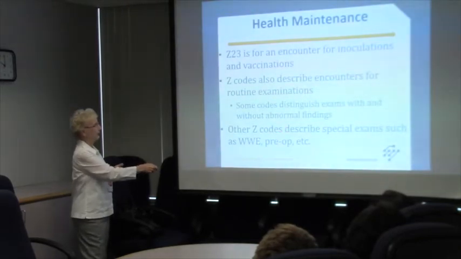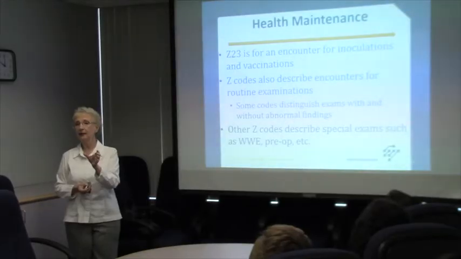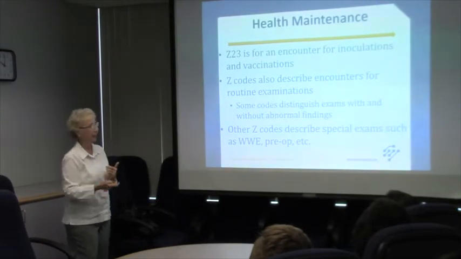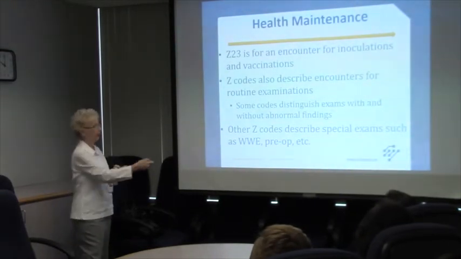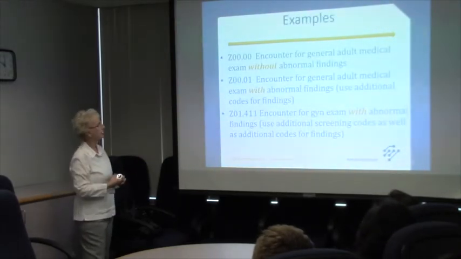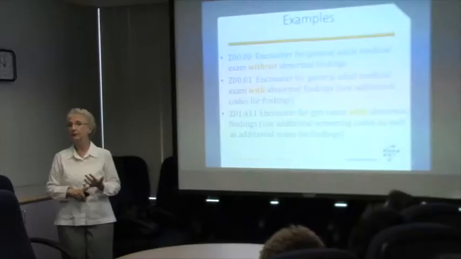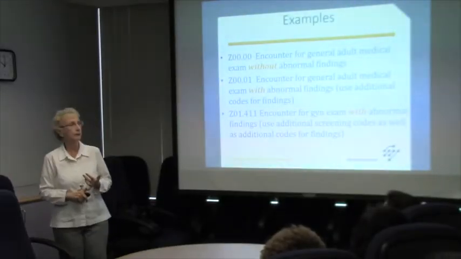There are a bunch of these Z codes that describe even routine eye exams. So anything right now where you get a V code for a routine exam of any kind will become a Z code, and many of those will require additional codes. So here's an example. Adult physical, general adult medical exam, completely normal, no abnormal findings. Right now it's V70.0, routine physical.